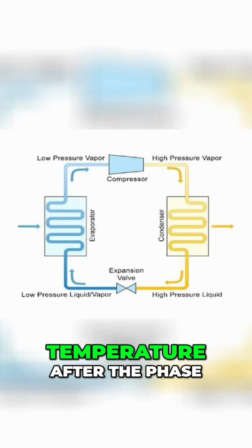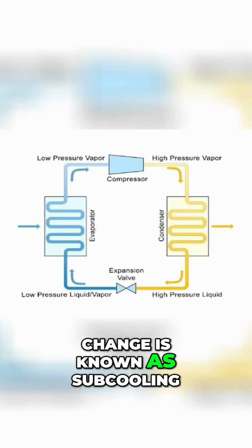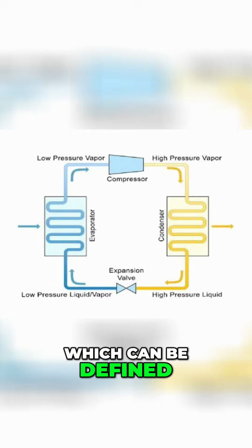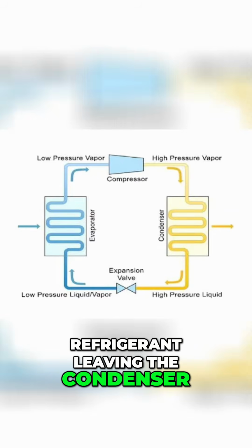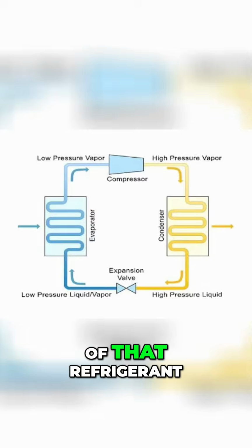Any further drop in temperature after the phase change is known as subcooling, which can be defined as the difference between the temperature of the refrigerant leaving the condenser and the saturation temperature of that refrigerant.